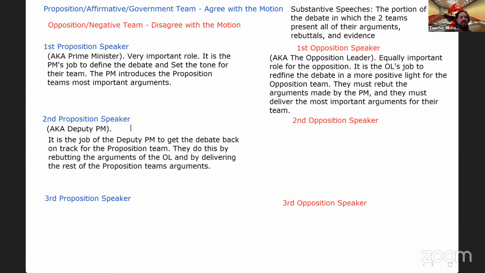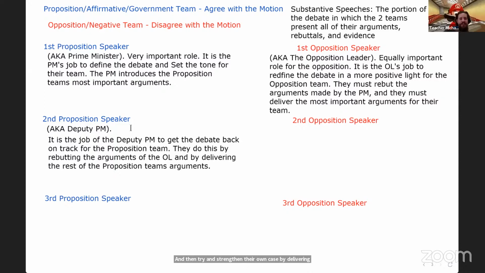Okay, so it's the job of the Deputy Prime Minister, or the second proposition speaker, to get the debate back on track for the proposition team. We heard from the Prime Minister first, who laid the groundwork. We then heard from the leader of the opposition, whose job it was to try and muddy the waters a bit, weaken the proposition team's arguments, try and prove them wrong, try and prove them ineffective, and then strengthen their own case by delivering their most important arguments.